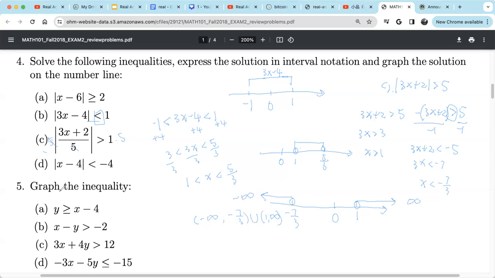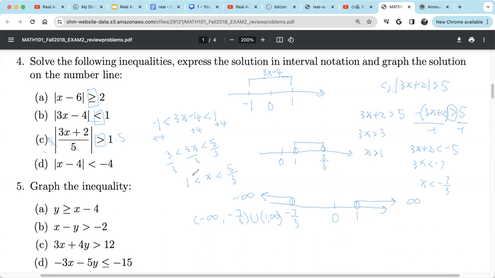Okay, now let's see the pattern actually. Remember, A is a union of two solution sets. C is also a union of two solution sets, because the sign is greater than. So that's a pattern for absolute value inequalities. If the inequality is greater than, the solution will be a union of two sets. If the absolute value is less than, the solution set will be the intersection, like this one.